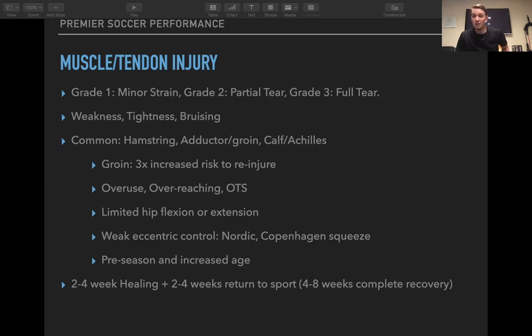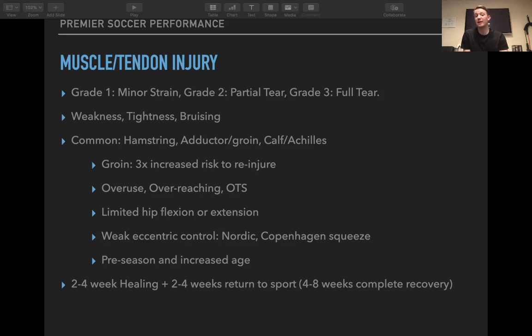The most common areas for soccer players are hamstring, groin, and calf or Achilles, right? If you do strain your groin, you're 3 times more likely to re-injure it because of the factors we talked about earlier. Okay, that's a very well-researched fact right there. Usually, these injuries happen because of overuse or overtraining, right? Doing too much too soon, not being physically prepared.